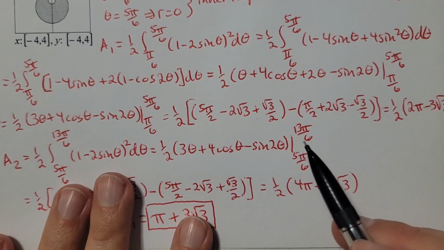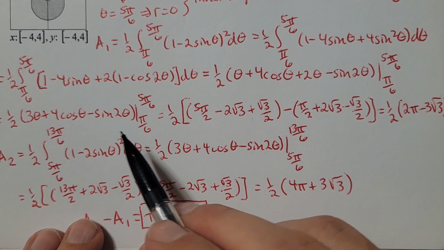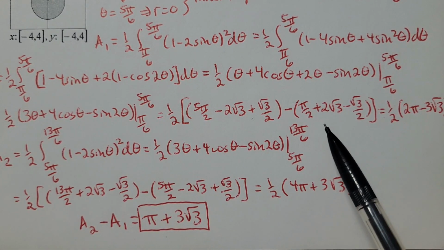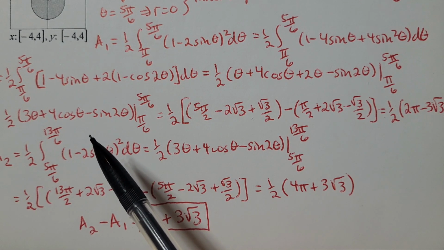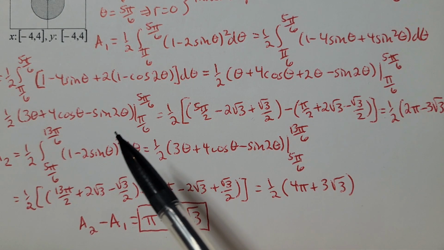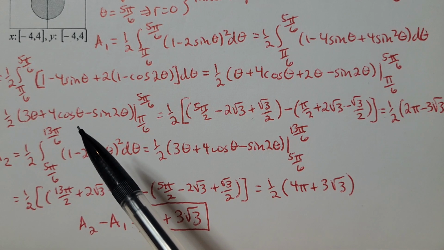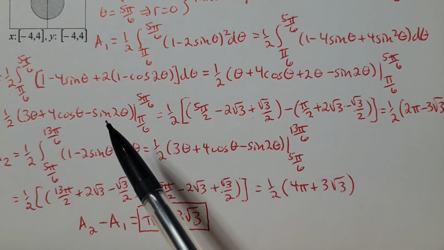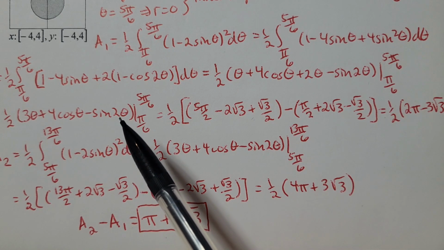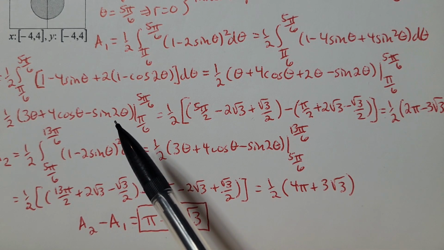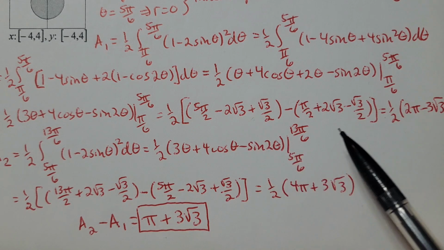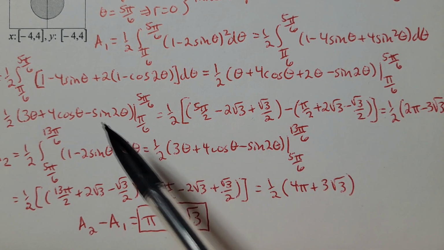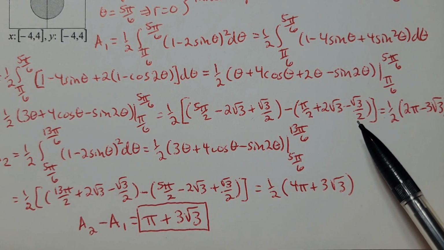Okay? And then minus, when I plug in pi over 6, let's see, 3 times pi over 6, that's pi over 2. Plus 4 times cosine pi over 6, that's root 3 divided by 2, times 4 is 2 root 3. Minus sine of 2 times pi over 6, that'd be sine pi over 3. That's root 3 over 2. I'm subtracting a root 3 over 2.